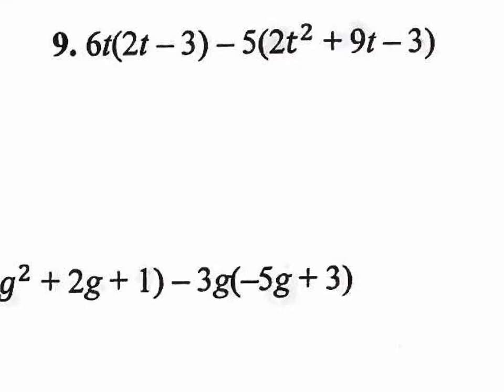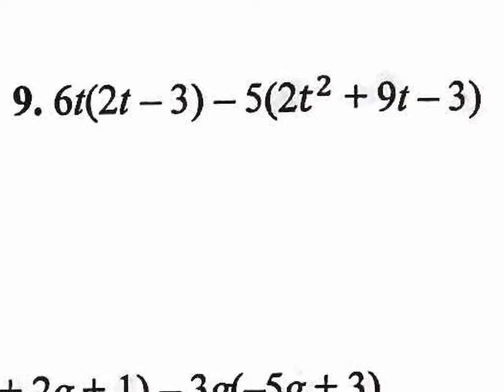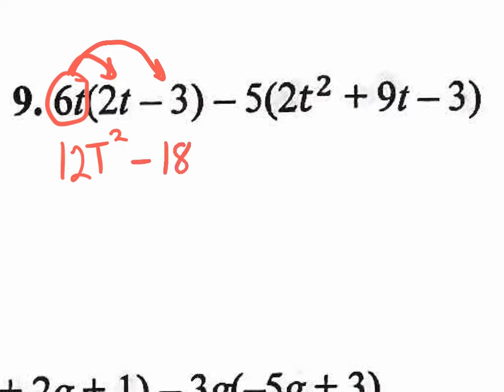So when I look at number 9, I'm going to distribute the 6t first. So 6t times 2t, 12t what? To the second, right? Because 6 times 2 is 12, and t times t is t squared. Okay, so I've distributed there to the 2t. Now let me distribute 6t times negative 3. What do I get? Negative 18 with the t.